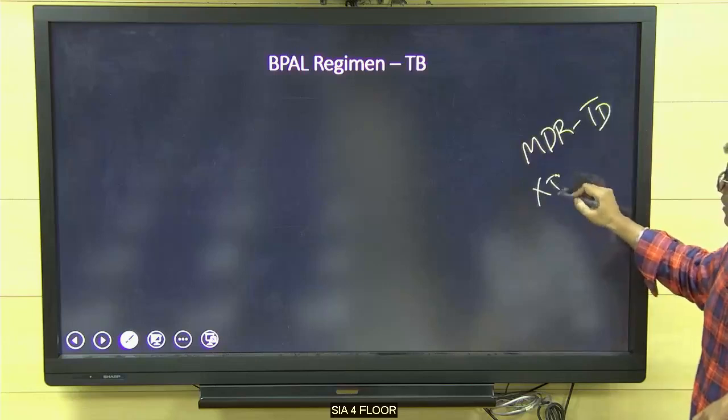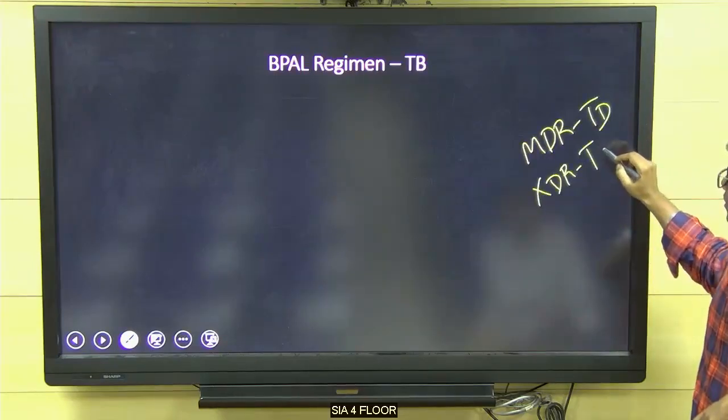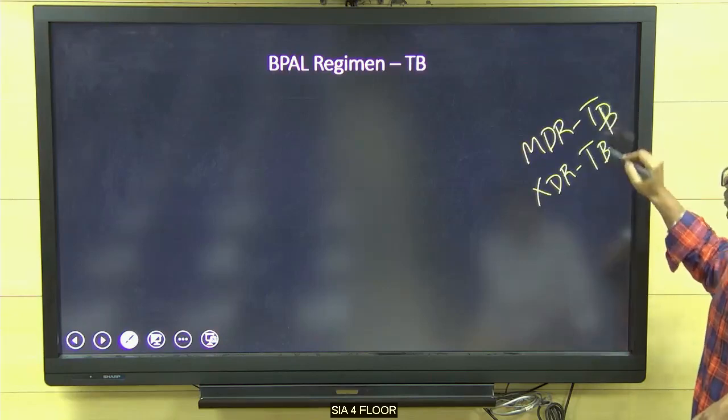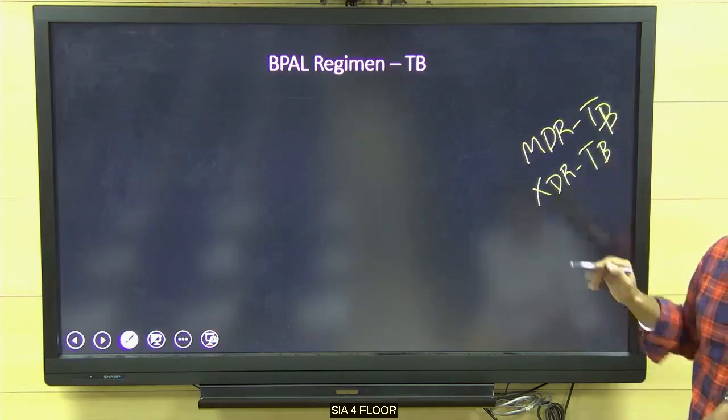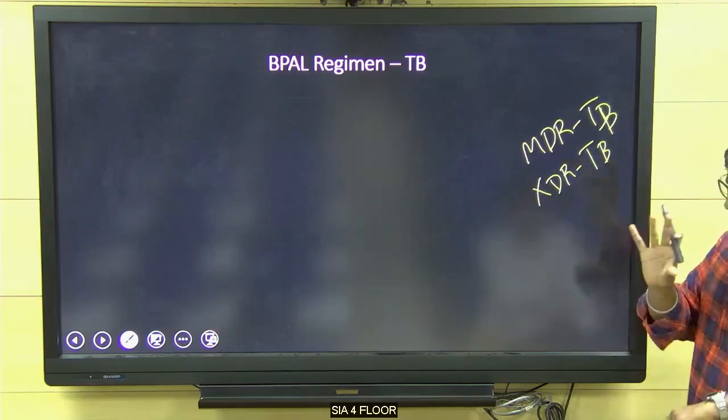There is one thing called extreme drug resistant TB. So I have contradictory statements in two different newspapers. I'll just verify the facts and then I'll update you the notes. Good. I'll give you a short introduction.